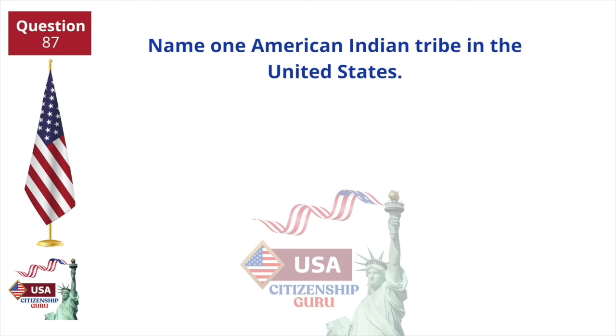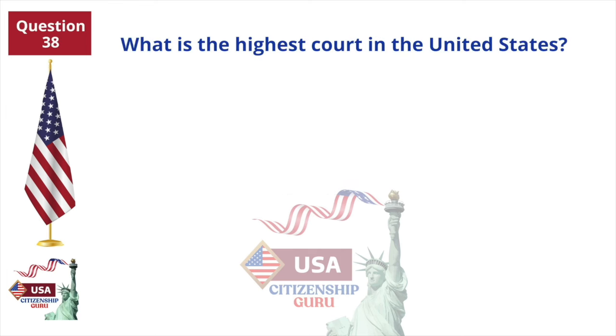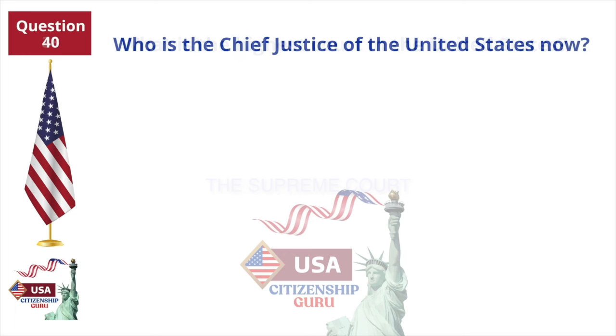Name one American Indian tribe in the United States. Cherokee. What is the highest court in the United States? The Supreme Court. Who is the Chief Justice of the United States now? John Roberts.